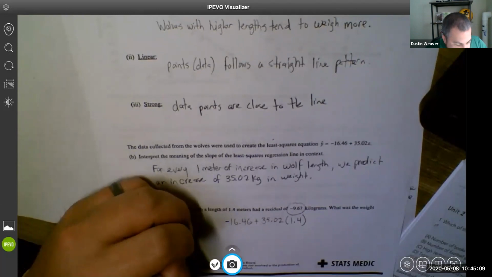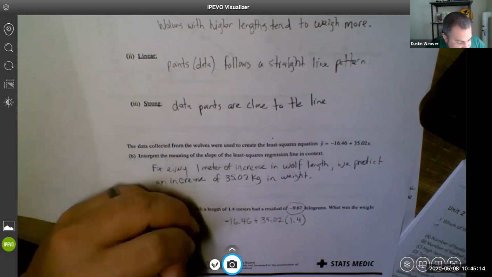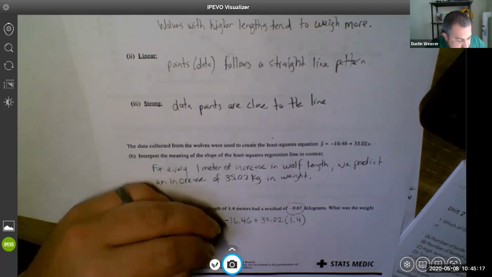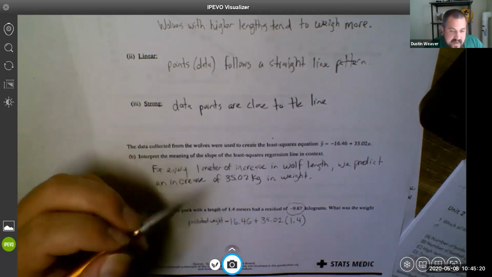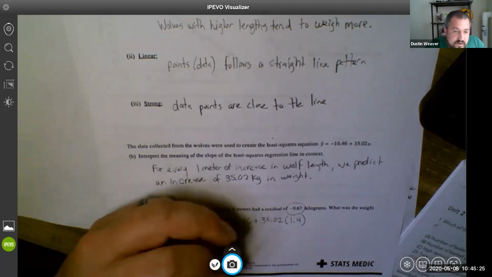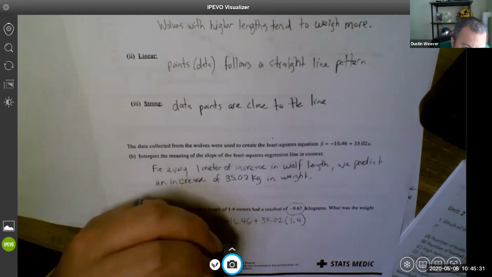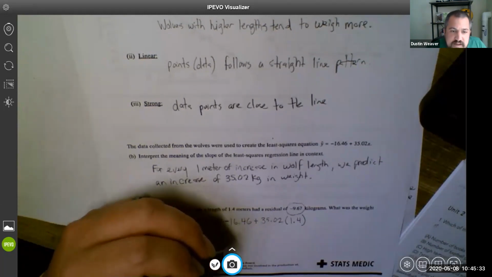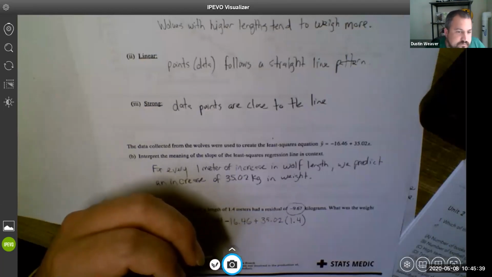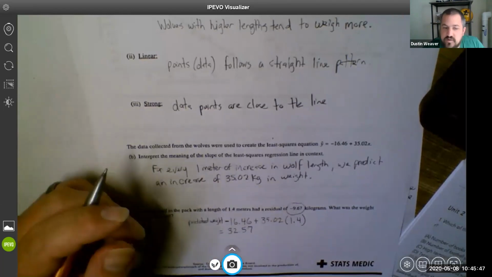So the predicted weight is going to be that equation. That would give us a predicted weight of 32.57. Yeah, I got 32.57. I did that correctly.